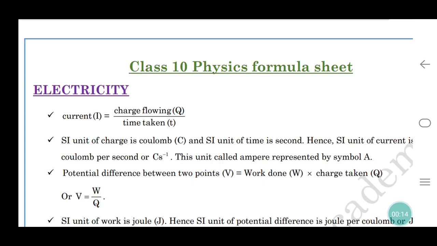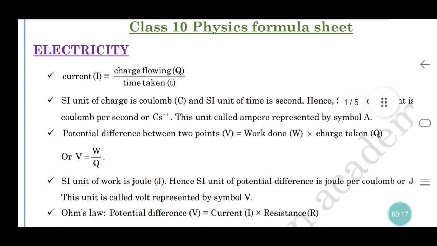First, in the unit electricity, current is denoted by I and is equal to charge flowing divided by time taken. What do we mean by current? Current means the passing of electrons through a medium. That is the meaning of current. The unit of current is A, and we need to know how much time is required for the charges to pass through. So first of all, current.